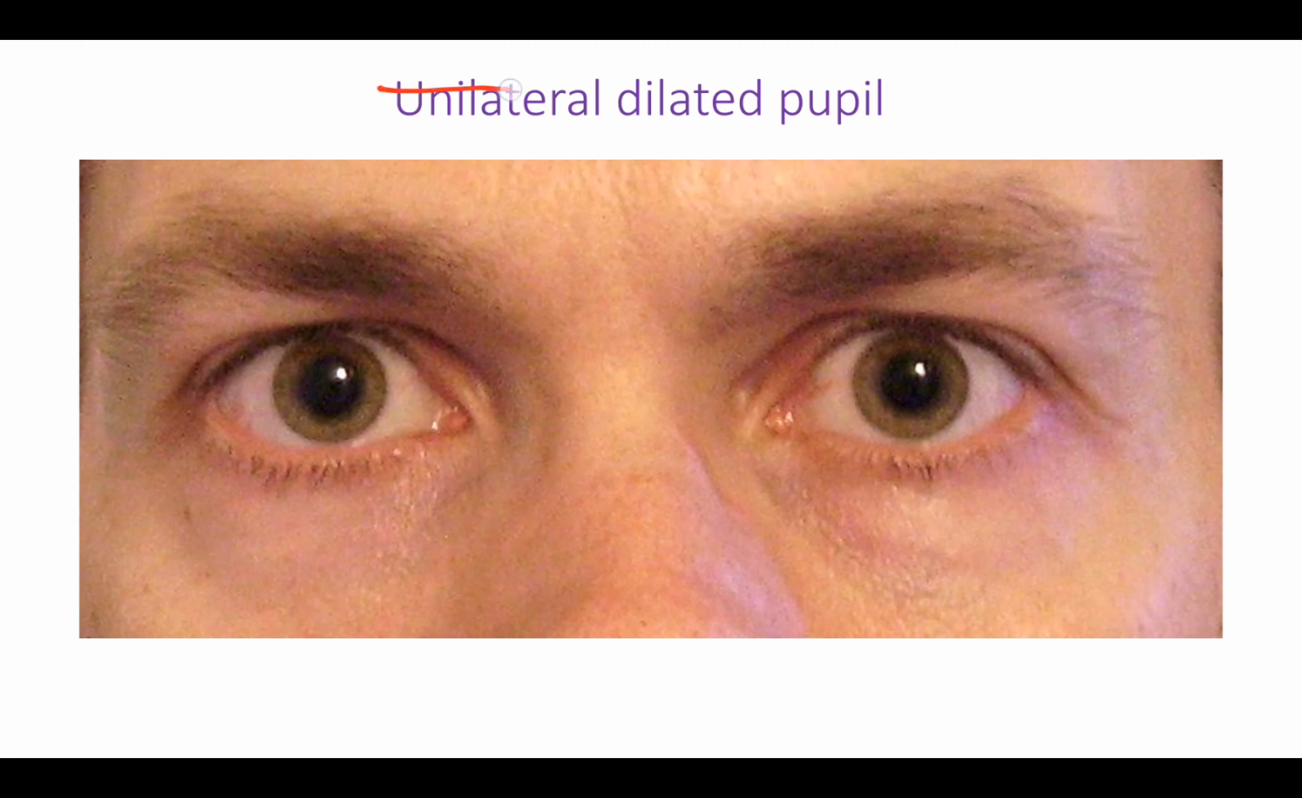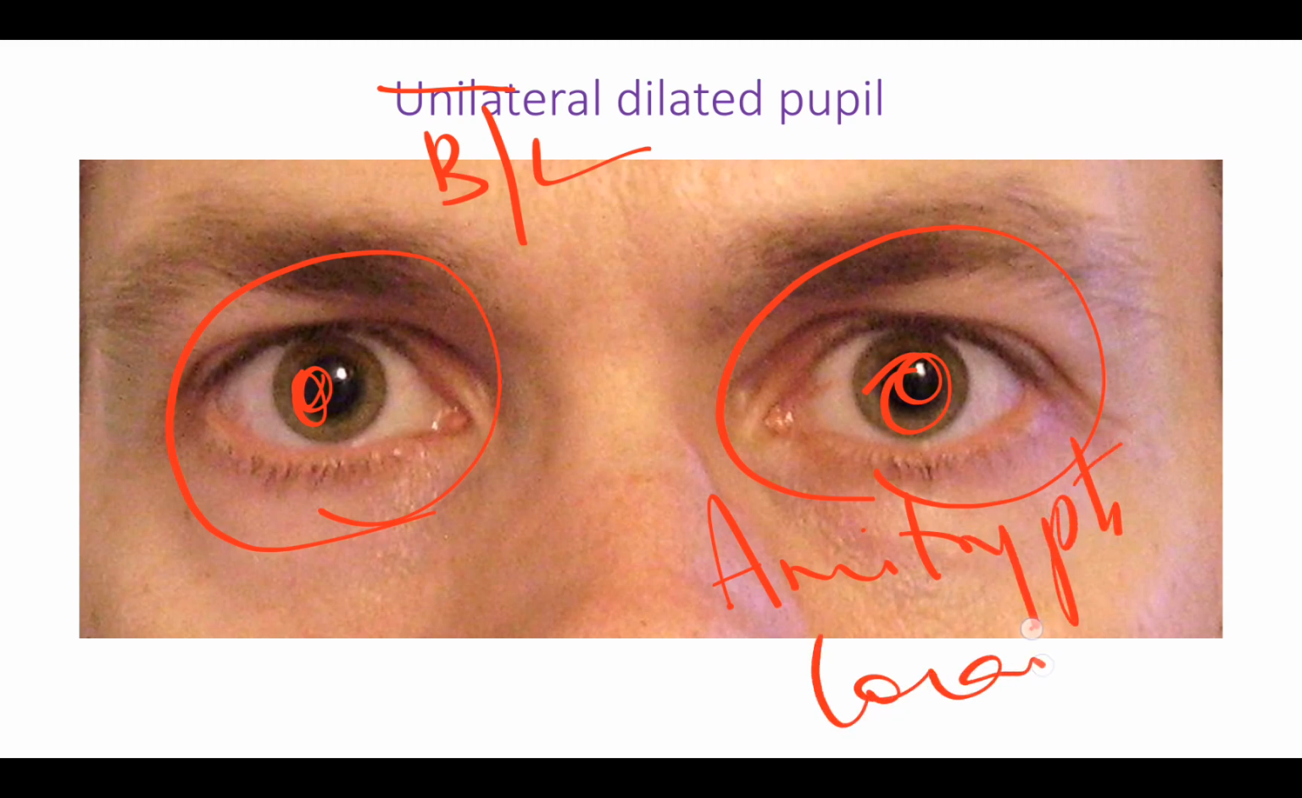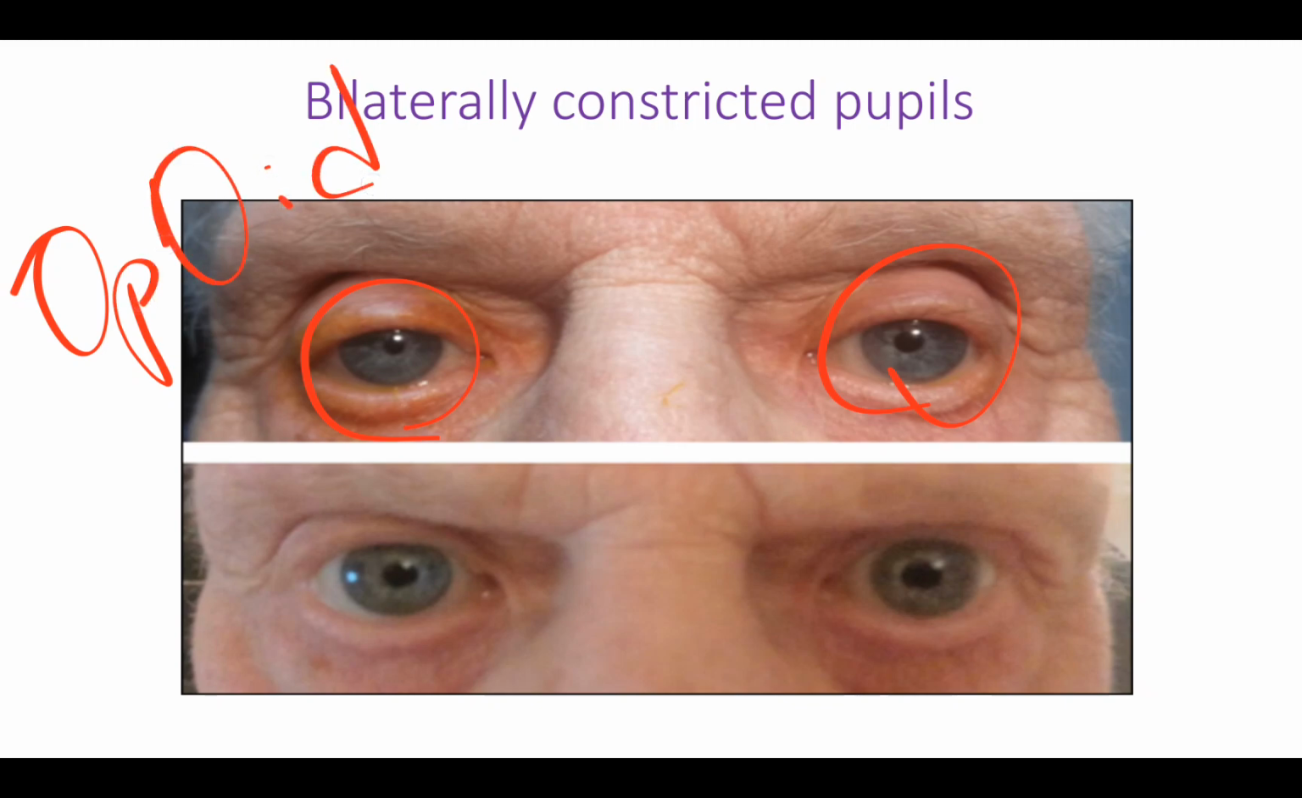This is bilateral dilated pupil. As you can see, both the sides, the patient's pupils are dilated. So this is seen in drug overdoses such as amitriptyline, which is a tricyclic antidepressant, or cocaine. All right. And here we can see bilaterally constricted pupils, right? So the classic thing you have to remember is opioid. Okay, opioid overdose will have bilaterally two sides constricted pupils. All right.